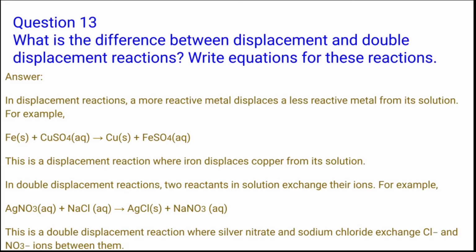In double displacement reactions, two reactants in solution exchange their ions. For example, AgNO3 plus NaCl gives AgCl plus NaNO3. This is a double displacement reaction where silver nitrate and sodium chloride exchange Cl negative and NO3 negative ions between them.